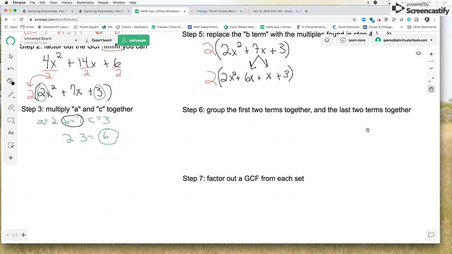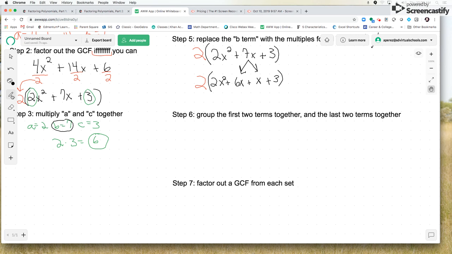Okay, so step 6, let's keep moving along. Group the first 2 terms together and the last 2 terms. So this is from the previous step. So I'm just going to rewrite my previous step. And again, I'm going to keep that little 2 in red so we don't forget about him. He doesn't do anything. So I'm going to group my first 2 terms, right? And my last 2 terms. So I'm just grouping them together. That's it. Okay, I'll put little brackets around this because we're gonna need them.